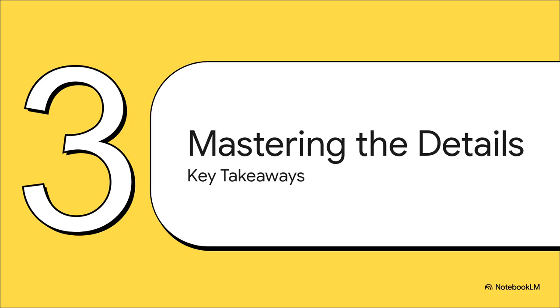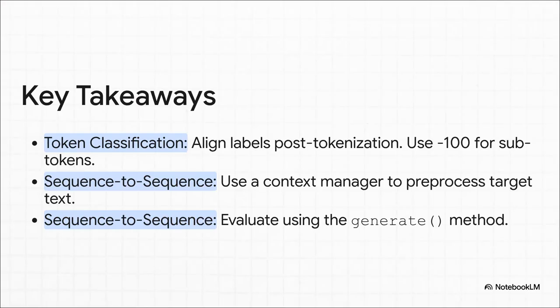Whew. Okay, so we've just walked through two of the biggest, sneakiest traps in NLP data prep. Let's just quickly recap the key takeaways you really need to remember for your own projects. Let's boil this all down. For token classification, it's simple. After you tokenize, you must realign your labels using that -100 mask. For sequence-to-sequence models, always process your target text inside that special context manager. And finally, be prepared to build a training loop that uses the generate method for evaluation, because that's how you'll know if it's actually working.